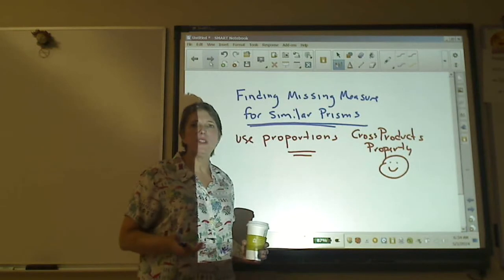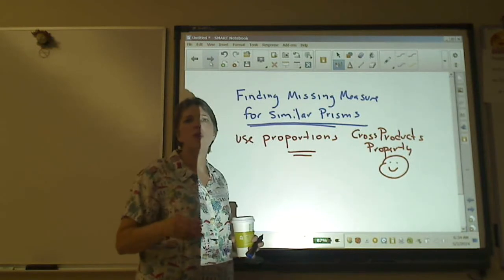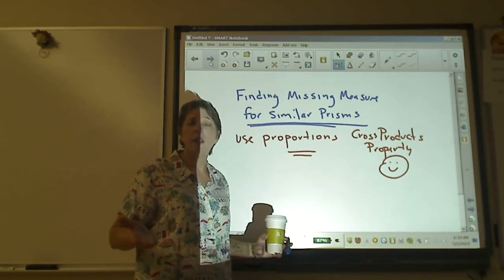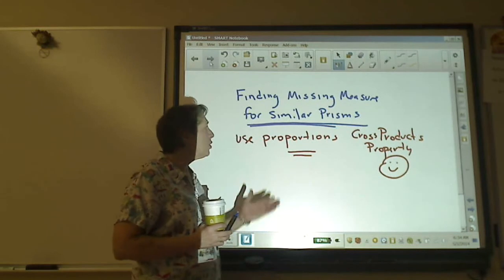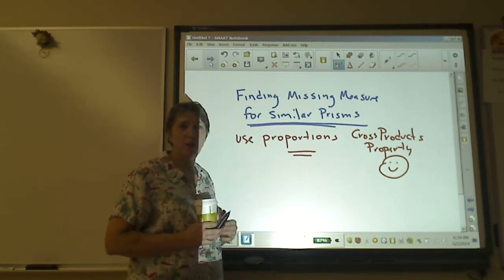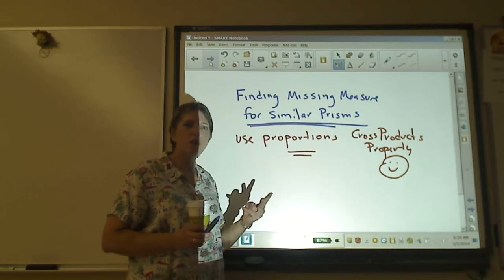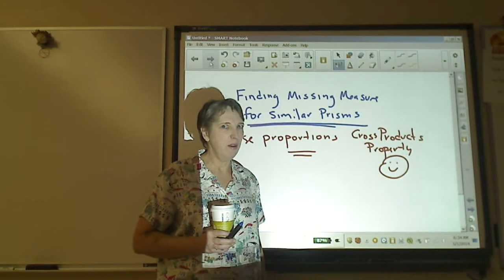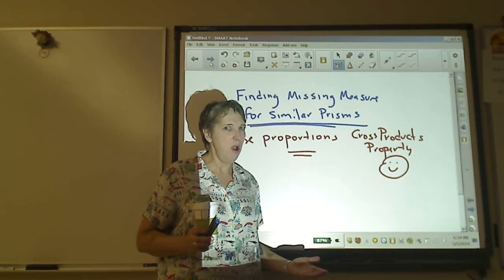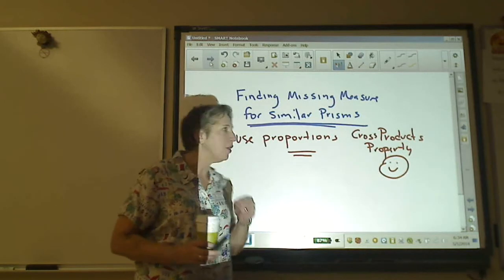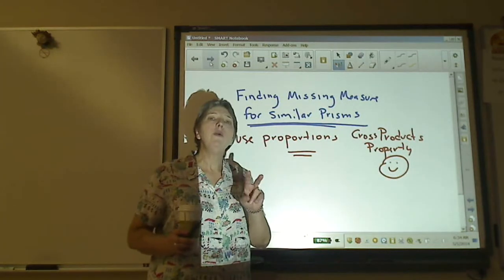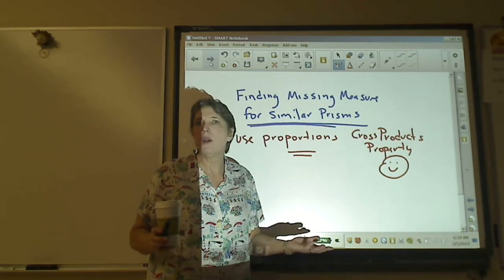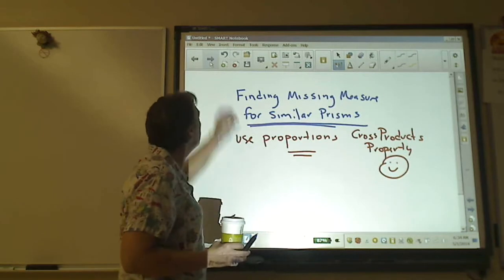So sometimes they'll tell you these two prisms are similar, and they'll say, find the missing side. Well, now you always use, in that situation, proportions. We learned that a long time ago. So you set two fractions equal to each other with the missing part, and you use the cross products property. Remember the cross products property, I hope? Whenever they want you to find a missing measure, they have to tell you that the prisms are similar, or you have two rectangular prisms, so you know what you're working with.